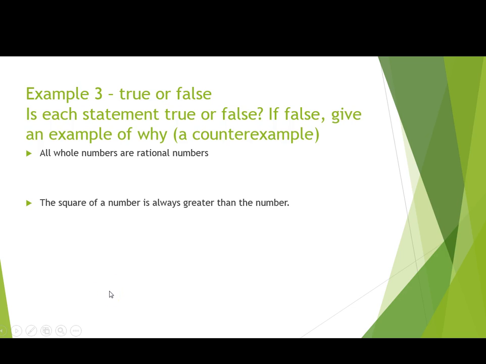For more practice, you would want to do page 20, 14 through 18, all. Example 3. Is the statement true or false? If false, give a counterexample of why. Now, we need to first define what a counterexample is. This word right here. If I give a statement, a counterexample proves that statement isn't true. Can you give an example?